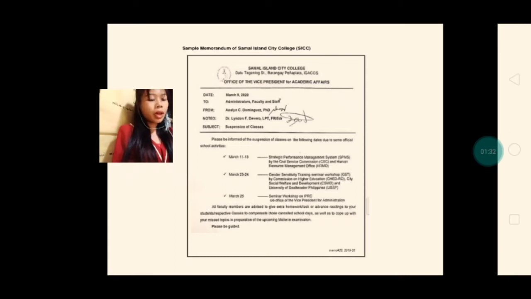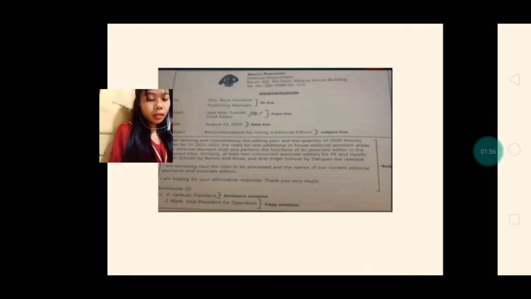Next is we have attention line. Used when the writer wishes to address but wants to bring it to the attention of a particular person of a company. Next is we have a subject line. Announce the main content or topic of a memo.